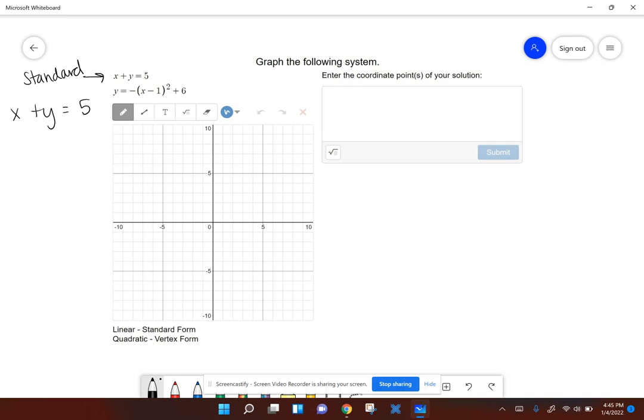If I plug in a 0 for x, this disappears, and I'm left with y equals 5. That gives me the point 0, 5, where my y was 5 and my x was 0 because we plugged it in. Next, we're going to plug in 0 for y. If I do that, this goes away, and I'm left with x equals 5. That's 5, 0. I can plot both of these points. So 0, 5 and 5, 0, this makes my linear line, so I can go ahead and draw a straight line through this.